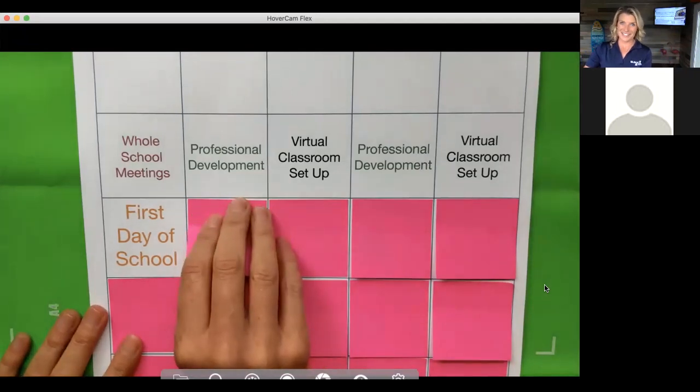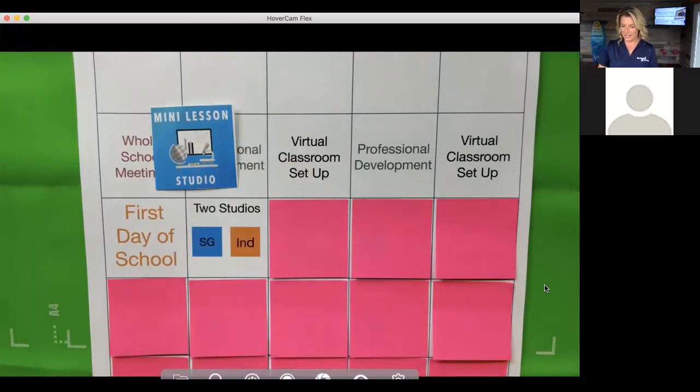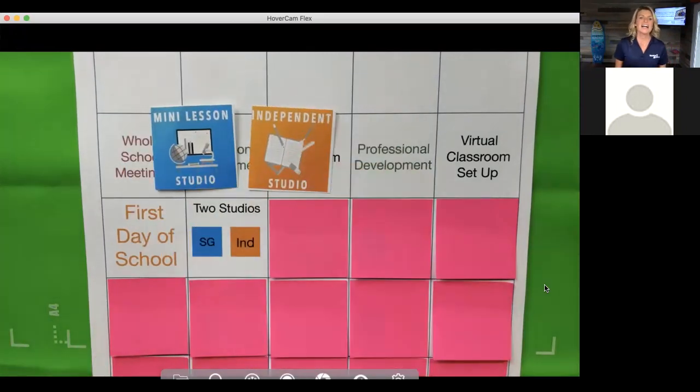Day two, I'm pushing, guys. You guys ready for this? Day two, we're going to do a small group and an independent practice. So I'm going to put this here so you remember what SG and IN stand for. Small group instruction is where I am going to meet with half the class, and the other half of the class is going to be doing independent practice.